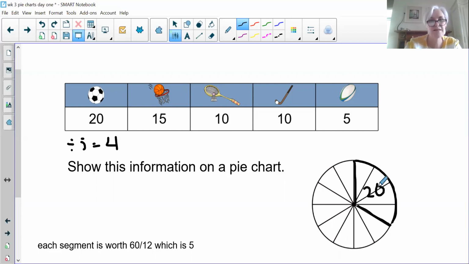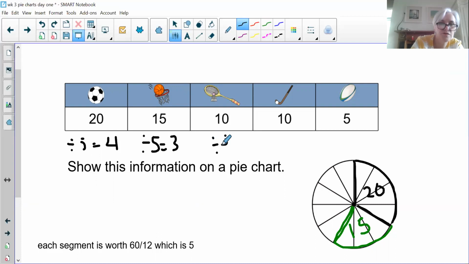Okay, and then I want basketball. So 15 divided by 5 equals 3. So 3 of my segments will be basketball. That one wasn't such a straight line. And that represents 15 people. Okay, 10 people chose badminton. So 10 divided by 5 gives me 2. So that means 2 of my segments are badminton.